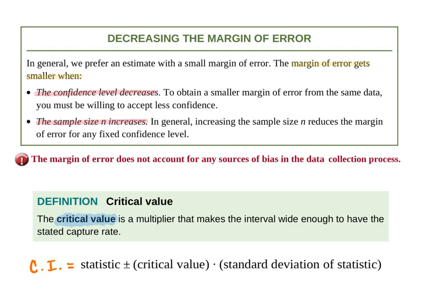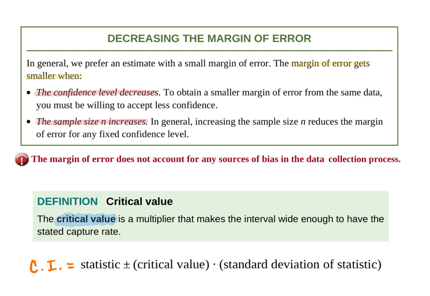One way to get a better confidence interval is to decrease the margin of error. And so the margin of error gets smaller when two things happen. One, the confidence level decreases. So unfortunately, to obtain a smaller margin of error from some data, you have to be willing to accept less confidence. Kind of a bummer. The second way is that the sample size n increases. So we've heard this plenty of times before, but in general, increasing the sample size n reduces the margin of error for any fixed confidence level.